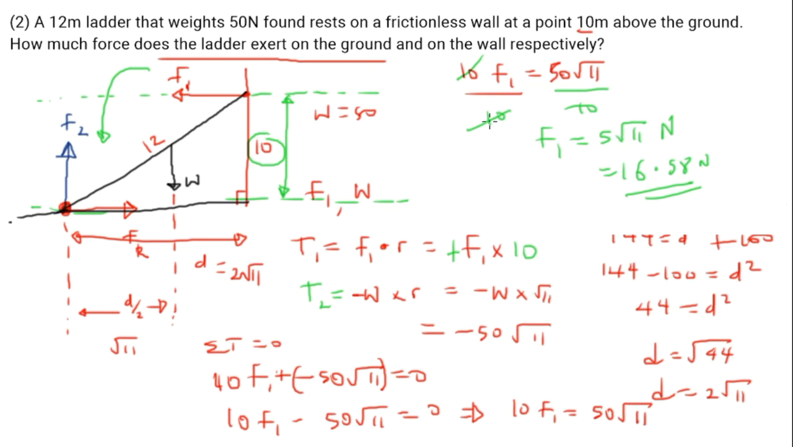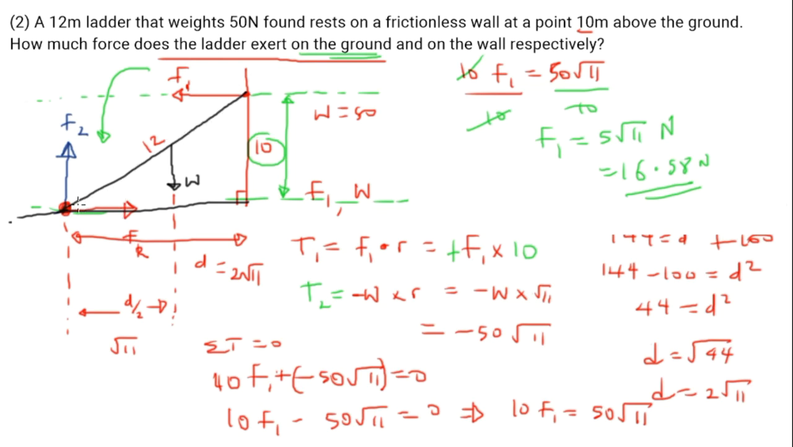So let's find the force that the ladder exerts on the ground. Don't forget that the force that the ladder exerts on the ground is the same force that the ground exerts on the ladder. Okay. So 16.58 is the amount of force that the ladder exerts on the wall, and is the same as the amount of force that the wall exerts on the ladder. Now, because they are equal and opposite force, action and reaction. Now let's find the amount of force that the ladder exerts on the ground.